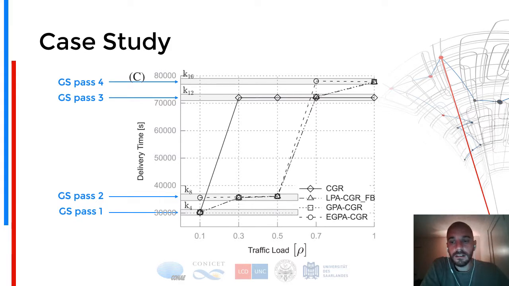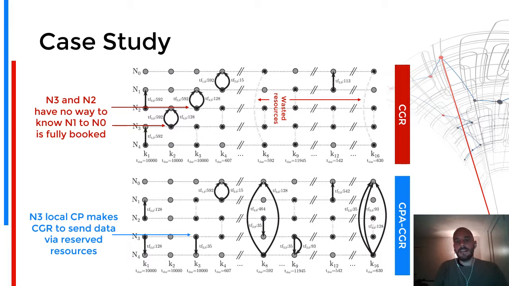When for that same amount of data, others like LPA or GPA are delivering the same load at the second pass, because they are making better use of the overall network resources. And this is a detailed view of what is actually happening between CGR and GPA. We can take a close look at the overall traffic flow that ends up happening in one and the other.